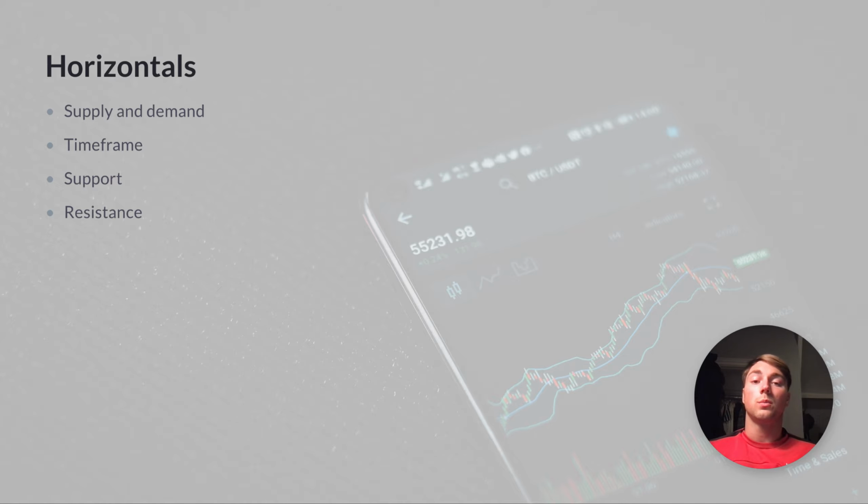Resistance is the opposite of support. Prices move up because there is more demand than supply. As prices move higher, there will come a point when selling will overwhelm the desire to buy. So that was the horizontals.